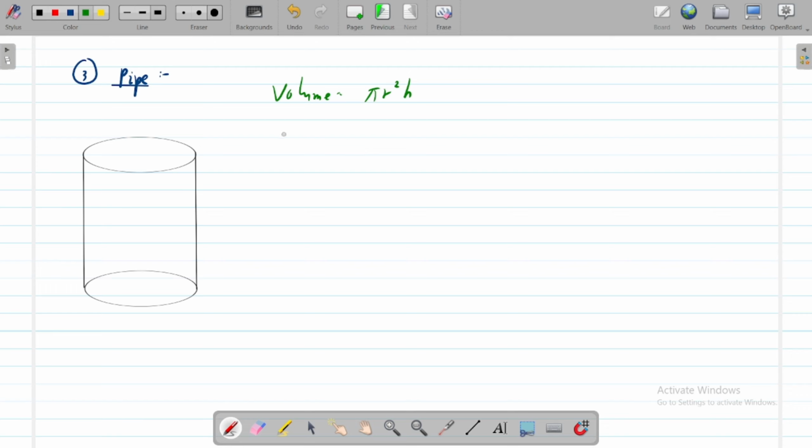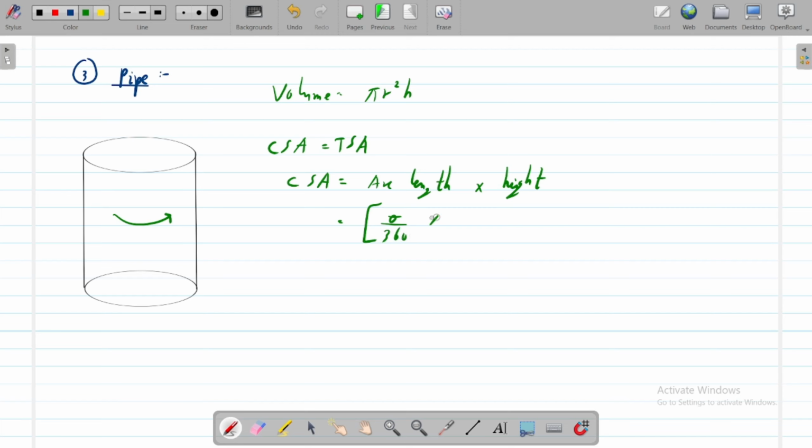Now the surface area. I know I don't have a circle here because it's an open end and this one is also an open end. So I don't have any circles. I only have the area of this curve. So curved surface area is equal to total surface area. So the curved surface area will be equal to, let me write it down over here on the side, arc length multiplied by height. Then arc length is going to be again theta over 360 multiplied by 2 pi r.